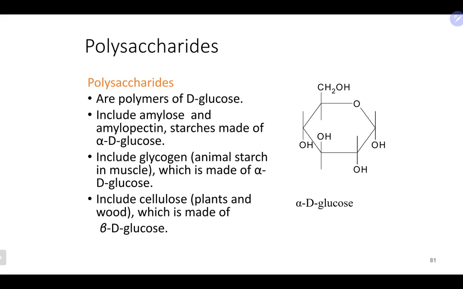Again, that's sort of what we store a lot of our sugar as in our body and our muscles. We can call it out if we need some energy, so you don't have to use ketones or anything like that to survive on. It is made of alpha D glucose. They also include cellulose, which is plant and wood glucose.